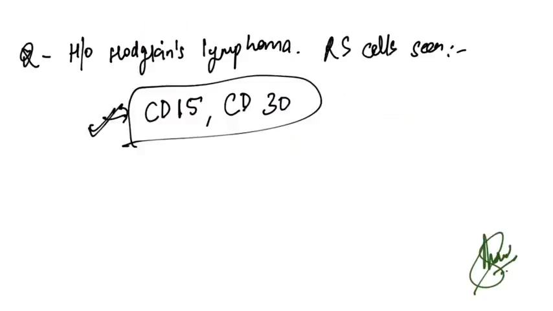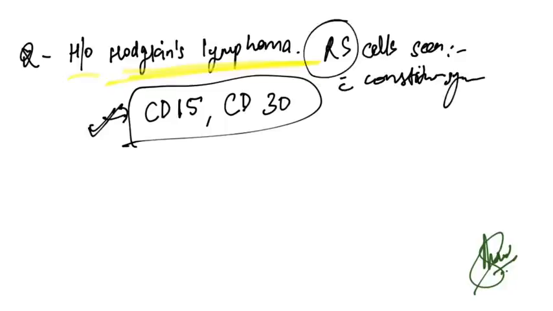Now, a patient with a history of Hodgkin's lymphoma, with constitutional symptoms present, and Reed-Sternberg cells were present. So, CD markers. This was a multiple option answer. So, CD15 and CD30, both are the correct answer.